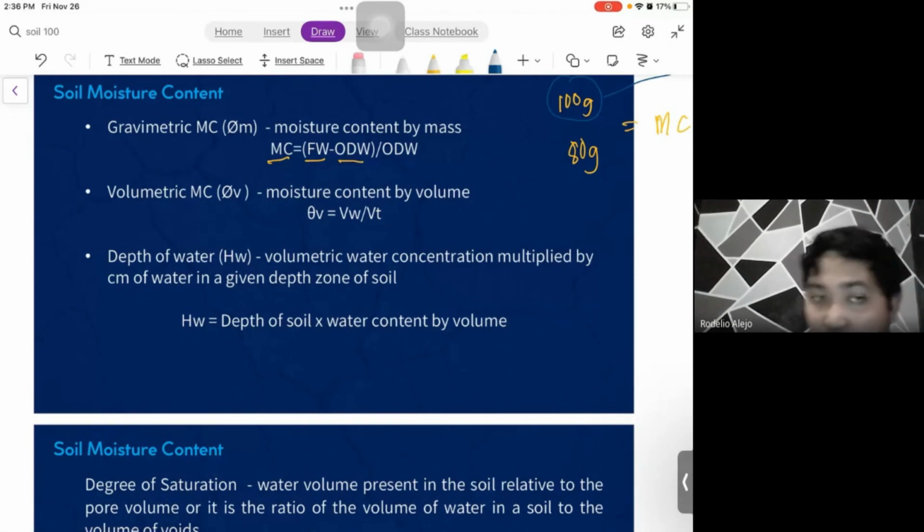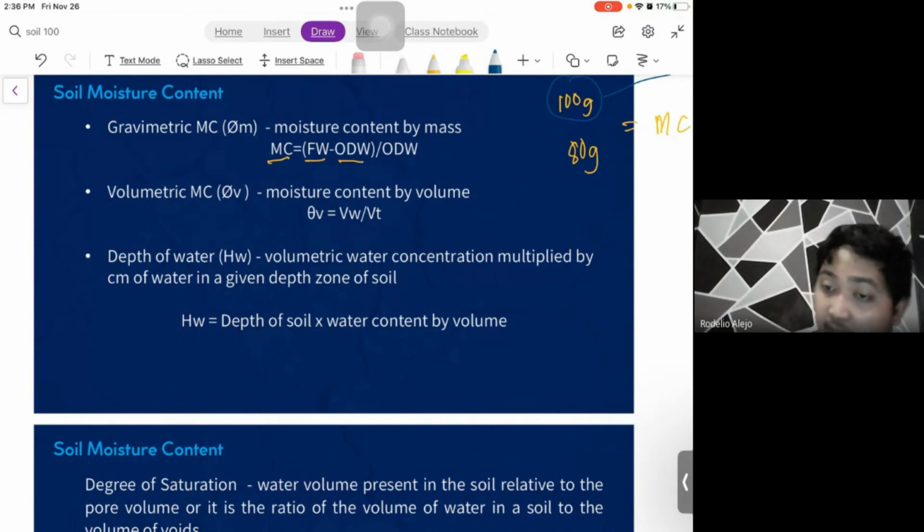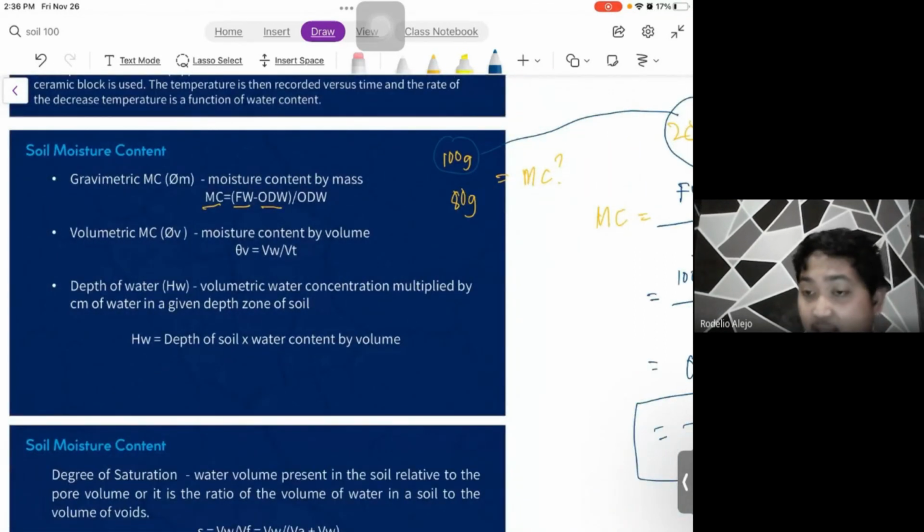So if we are computing for soil moisture content using volume or liters, the moisture content is equal to the volume of water over volume total. Okay? So it is not commonly done naman yung volumetric content, but we can also use. If you are using by volume, you just need to measure the volume of the soil. Kasi karaniwan naman yung soil, di ba, kinukuha natin sa field. Pinapala natin, kinukuha natin through shovel. So, hindi natin makikita yung volume talaga nun. Mahirap kunin yung volume nung pinala natin na lupa.